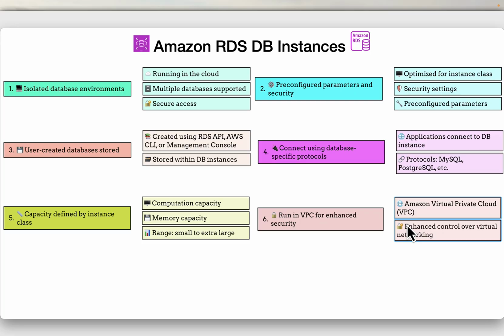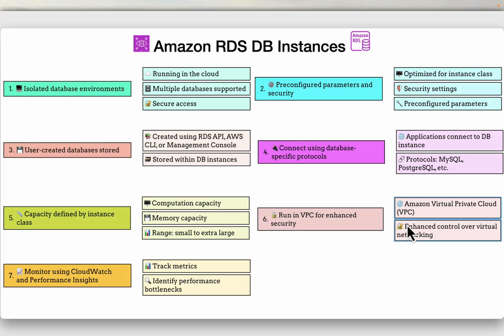Sixth, run in a VPC for enhanced security. DB instances run in an Amazon Virtual Private Cloud, VPC. So private, just remember, that's why private. It will run privately, providing enhanced control over the virtual networking environment. This option is there: you can run in a VPC or you can expose a public endpoint also, but usually your EC2 instances will be running in a VPC, so you can connect EC2 with databases privately over the private network. And seventh, monitor using CloudWatch and Performance Insights. Both tools can be used to monitor DB instances, track metrics and identify performance bottlenecks.